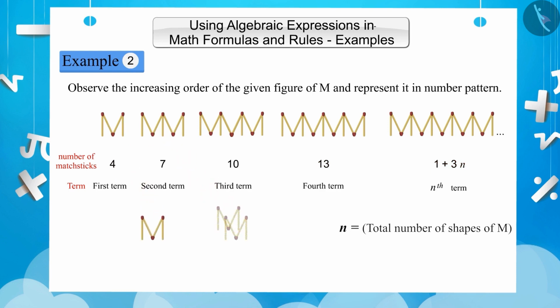Many times, seeing the two shapes of M, we misunderstand the number of matchsticks as 4 plus 4 instead of 4 plus 3. And in the increasing order also, we keep making the mistake which gives us a wrong number pattern.